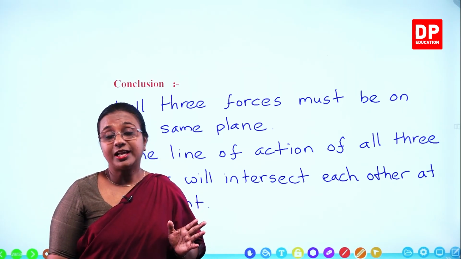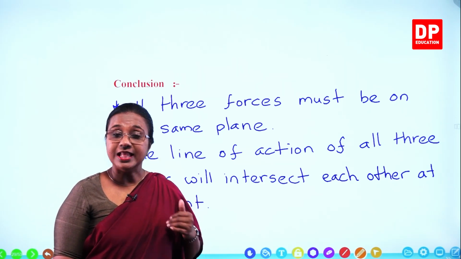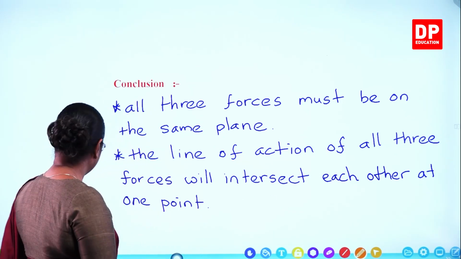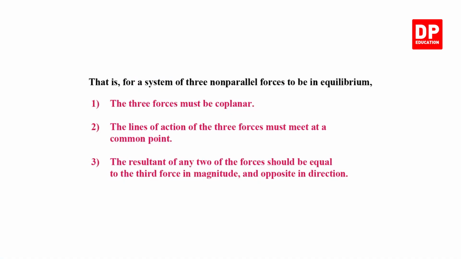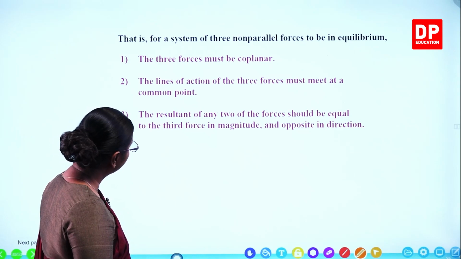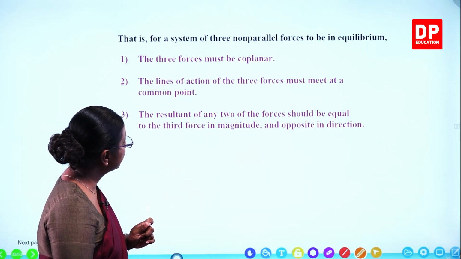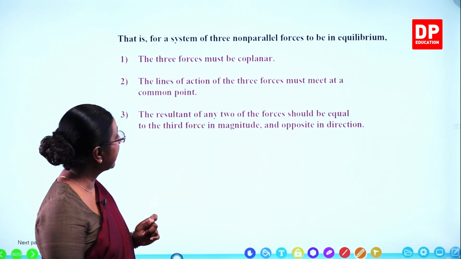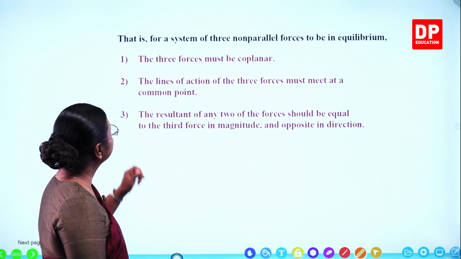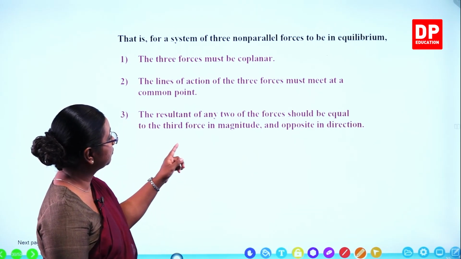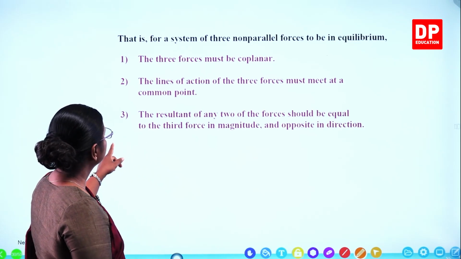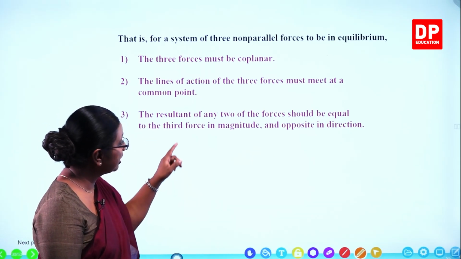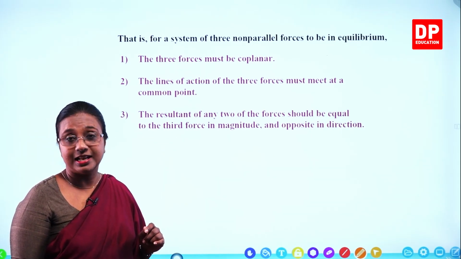So I am sure you all can understand that now. With that, students, I will move on to the next slide. That is, for a system of three non-parallel forces to be in equilibrium, the three forces must be coplanar. The lines of action of the three forces must meet at a common point, and the resultant of any two of the forces should be equal to the third force in magnitude and opposite in direction.